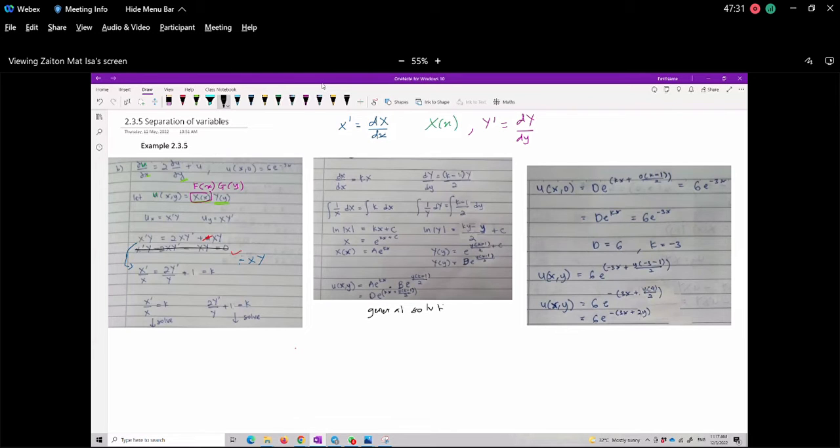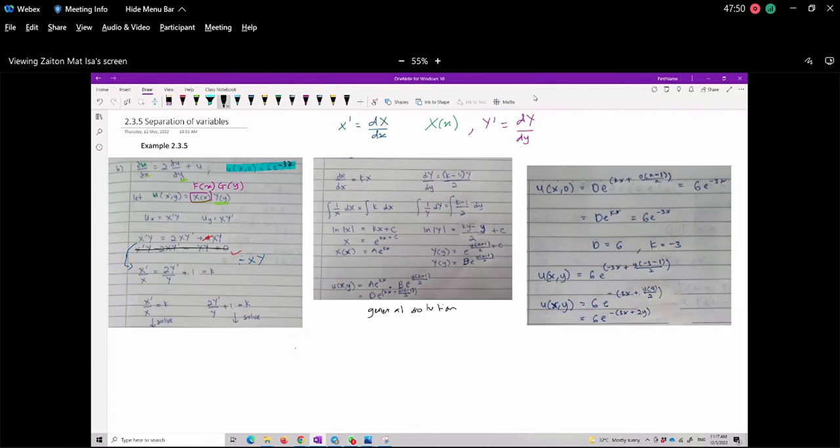Okay, in this example, we are given a condition where u(x,0) equals to 6 times e to the power of 3x, right? 6 times e to the power of minus 3x. Not that, okay, guys, minus 3x. Okay, minus 3x.